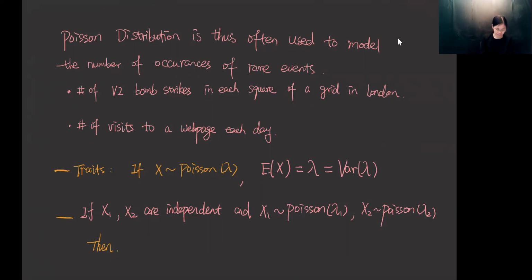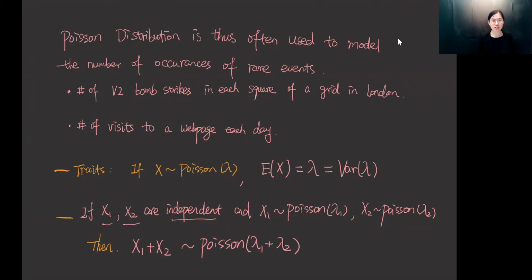Another special feature of the Poisson distribution is that when you have two independent, which is important, two independent Poisson distributions, one is Poisson lambda 1, the other is Poisson lambda 2, then the sum of the two is also Poisson with parameter lambda 1 plus lambda 2.